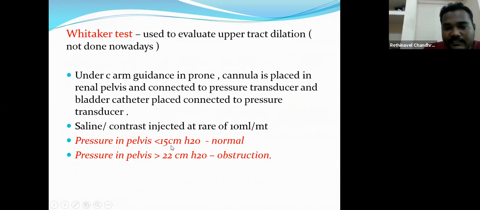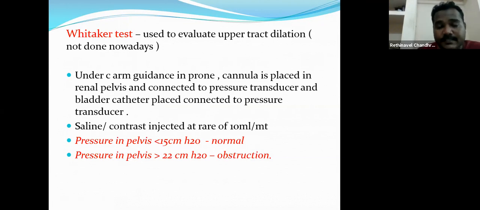If the pressure in the pelvis is less than 15 centimeter of water, it is normal. If it is more than 22 centimeter of water, it is obstruction. If it is anything between 15 and 22 centimeter, it is called equivocal. So the Whitaker test, remember, is not done nowadays. It is only used to evaluate upper tract dilatation.